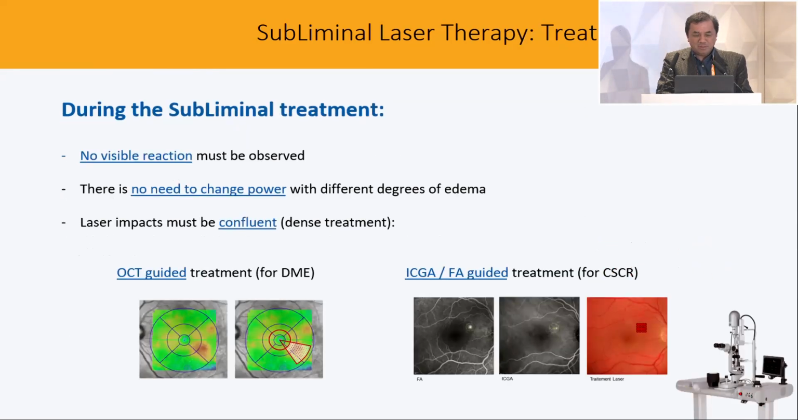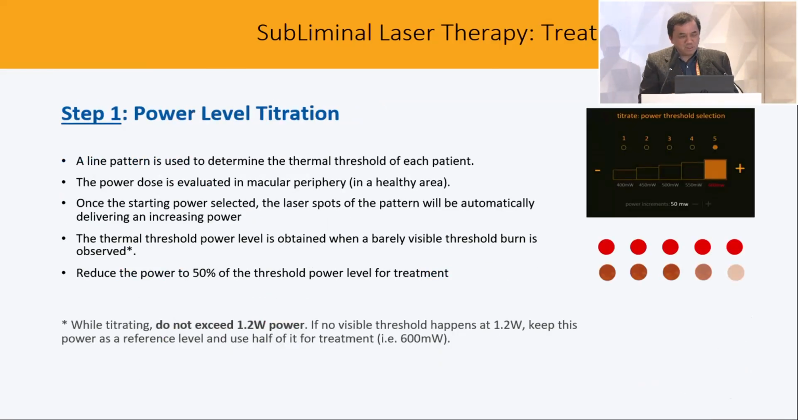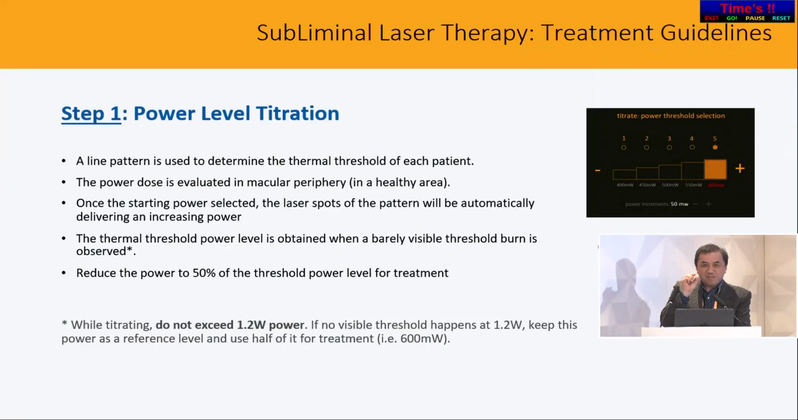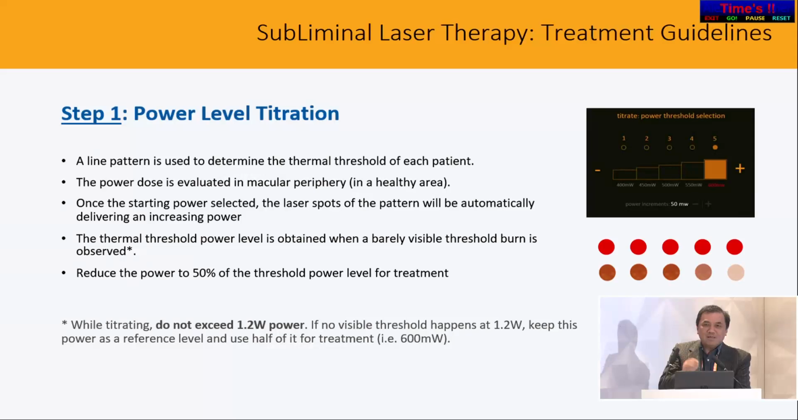So the idea is whenever we have the patient here, we titrate, and the way of titrating this is that you go outside the arcades and then you start shooting the laser under the micropulse mode until you get a barely visible burn, and then you cut down the power to 50%. This is kind of our recommendation. Some people say a third, 50%. Nobody really knows exactly what, but that's the idea, to keep it in the safe side.